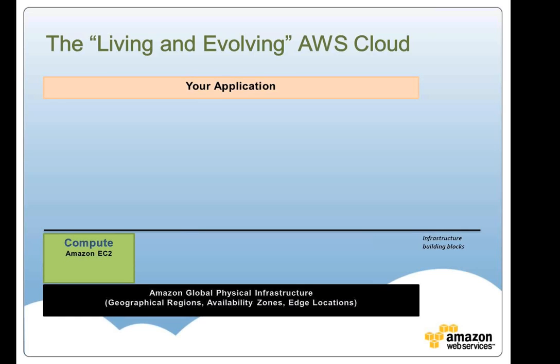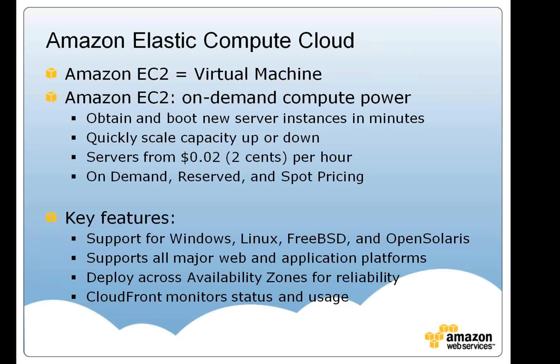So the first level of service that we have is a compute service called Amazon EC2, Elastic Compute Cloud. EC2 gives you the ability to launch servers on demand that are virtual machines. So we take a large physical machine with a lot of CPU power, a lot of memory, a lot of network bandwidth, and then we use a technique called virtualization to subdivide that machine into logical, fully isolated virtual machines. EC2 gives you access to on-demand compute power, so you can quickly obtain and boot up new server instances in a matter of minutes. This means that you can very quickly scale your capacity up or down.